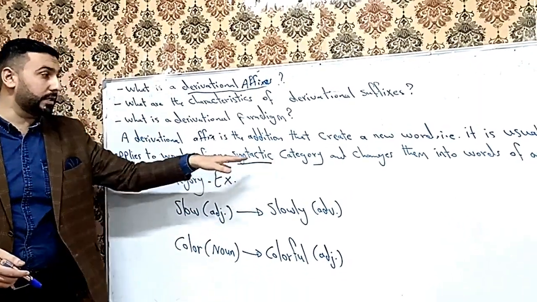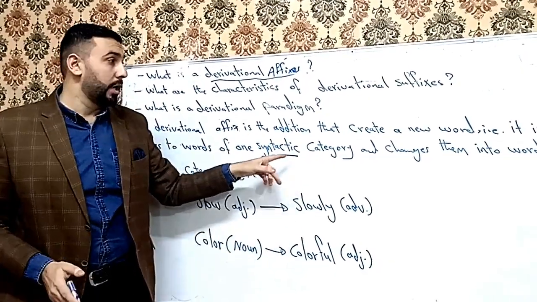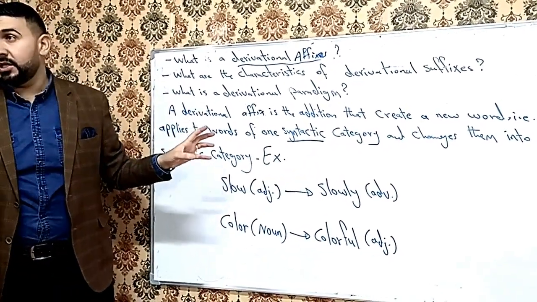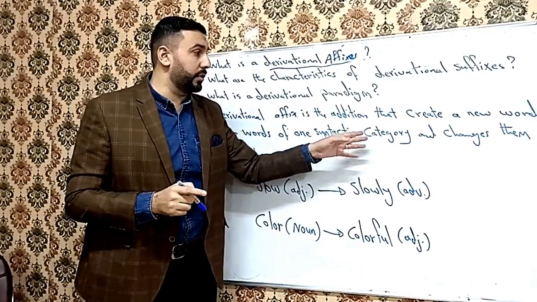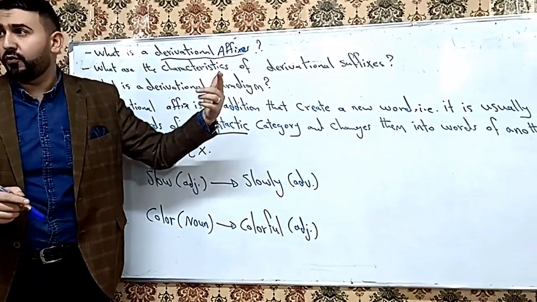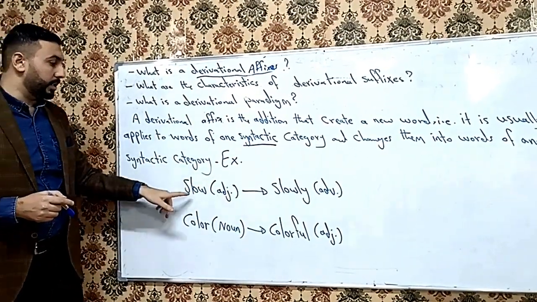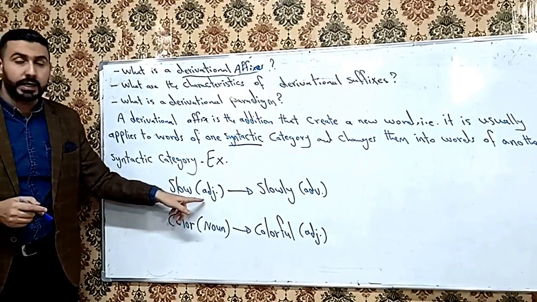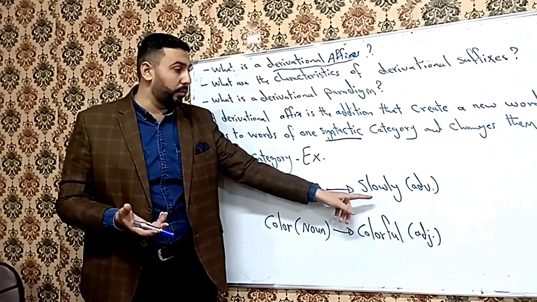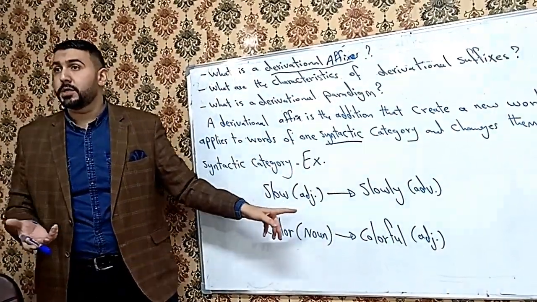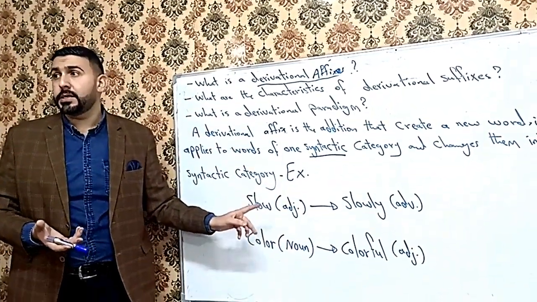So here, the syntactic category may be a noun, a verb, or an adverb; it depends. So this derivational affix can be applied to words of one syntactic category and change them into words of another syntactic category, okay? For example, slow is an adjective. By adding ly, we change it into an adverb, slowly. Slowly is an adverb, while slow is an adjective.